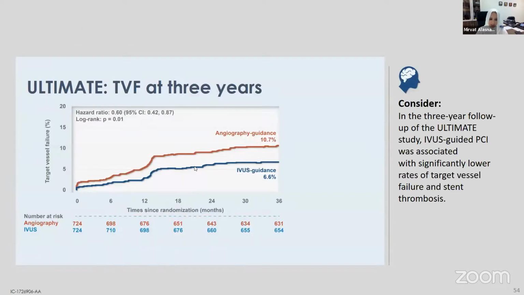So the ULTIMATE trial, initially we got our 3-year outcomes, and clearly you see here that target vessel failure was significantly higher in the angiography alone compared with intravascular ultrasound. And this was in the 3-year follow-up, and it meant stent thrombosis and target vessel failure in these patients. And it was not limited to left mains, it was not limited to bifurcations. It was, essentially an all-comer trial.